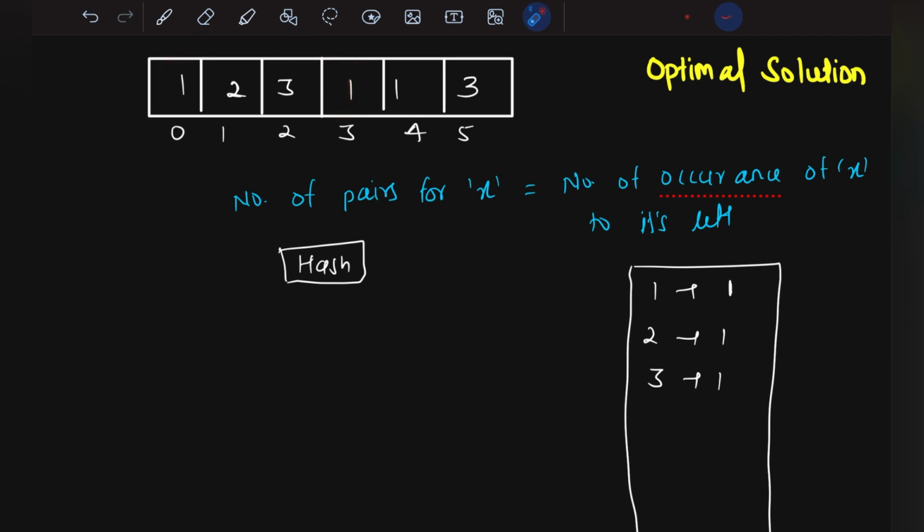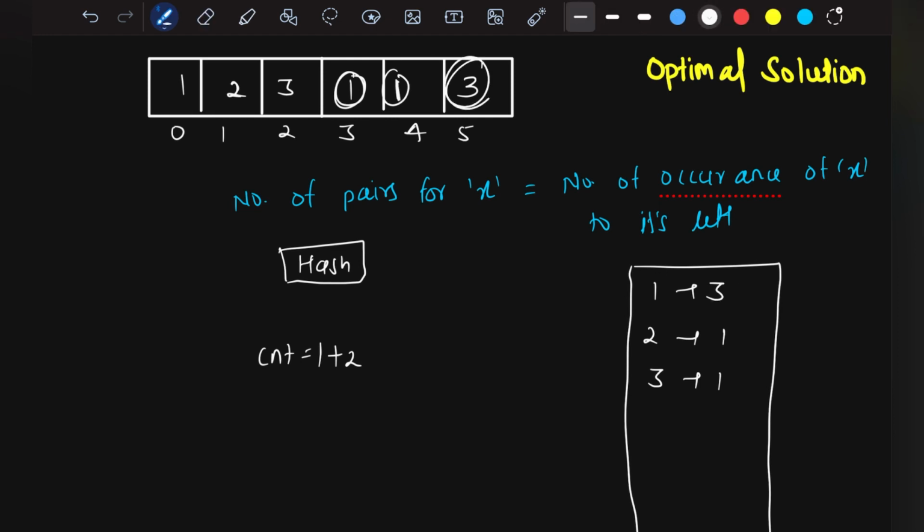Exactly 1, because to the left of this one, there is exactly one 1. Therefore, only one pair is possible. Therefore, my counter will be 1. And since this one has come, I will simply increment its occurrence to 2. Now again I come across this one and I check, does my hash contain 1? Yes. How many occurrences of 1 are there before this one? 2, this is 1 and 2. Therefore the number of pairs is 2, so I will increment the counter by 2, and since this one has come, its occurrence will be 3.